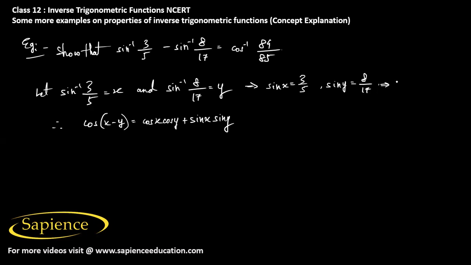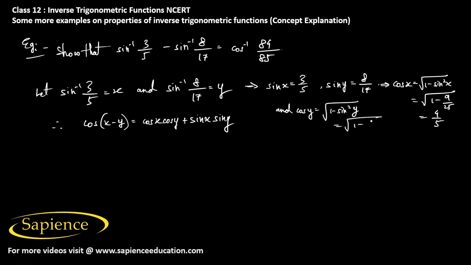Then cos x will be equal to the square root of 1 minus sine square x, that is the square root of 1 minus 9 by 25, which is the square root of 16 by 25, that is equal to 4 by 5. And then cos y will be equal to the square root of 1 minus sine square y, that is the square root of 1 minus 64 by 289, so that is 225.